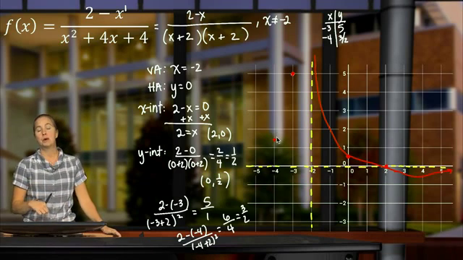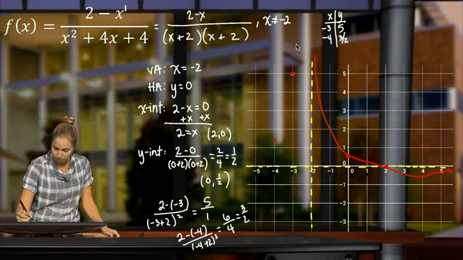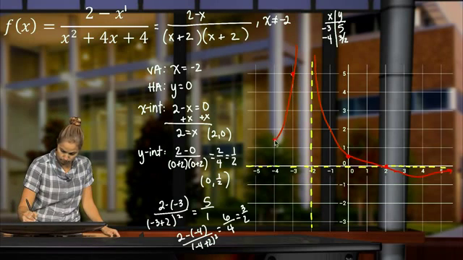And now we have those 2 points, and we can use our asymptotes to shape that branch.